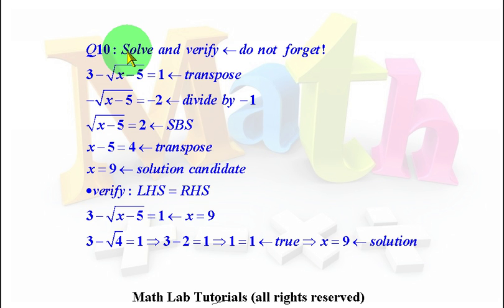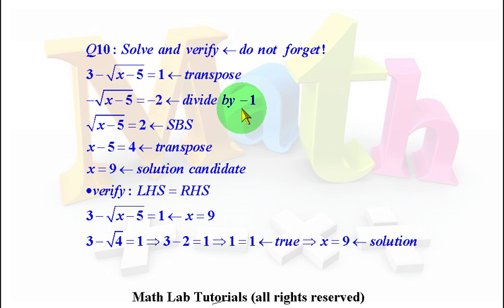Question 10, same sort of idea. Solve and verify. Do not forget to verify. This equation over here is not quite in standard form, but we'll deal with it anyway. The first move is to transpose the 3 over to the right-hand side. And on the left, we're left with minus square root x minus 5. And then 1 minus 3 is -2.